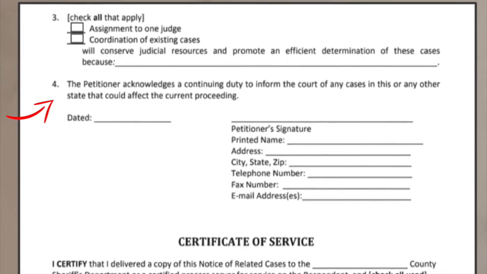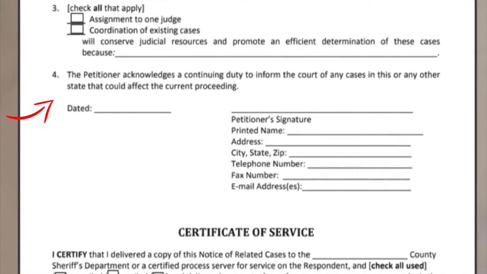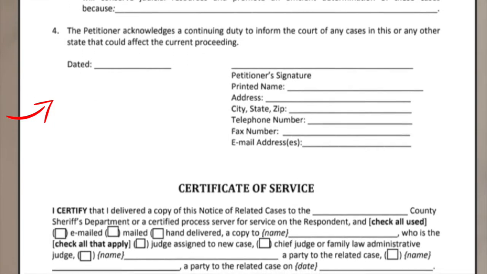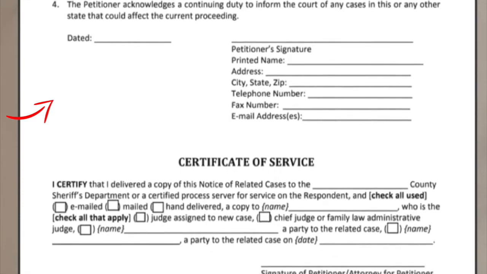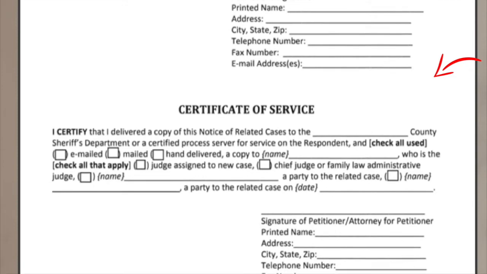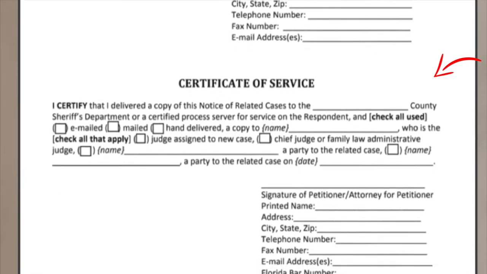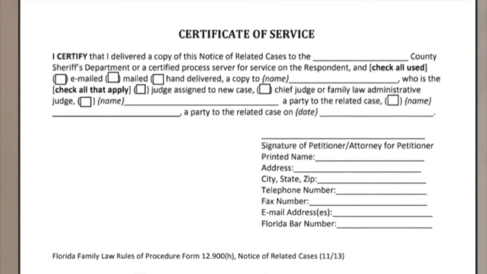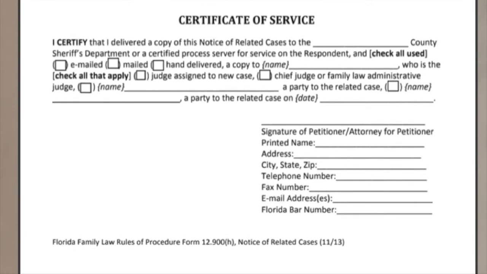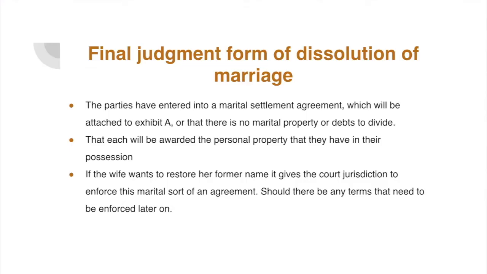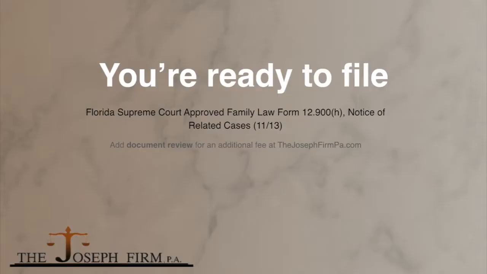And then in Section 4, it just lets you know and make sure you're aware that you have a continuing duty to inform the courts if there's any other cases that's filed in relation to this. And then you just add your signature and information, certificate of service to whoever you're getting the party served, which in your case would be the respondent, or if it's a modification, could be the other party, and that's it. That is how you fill out the Notice of Related Cases form under Florida Family Law Rules of Procedure Form 12.900H.